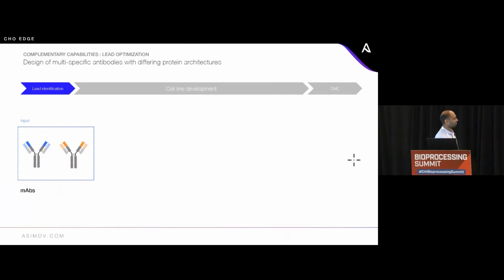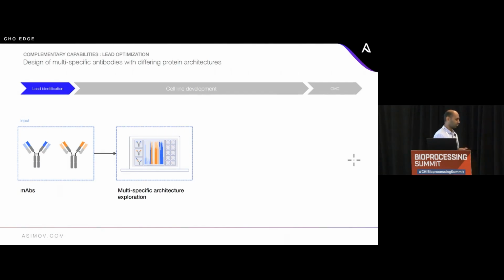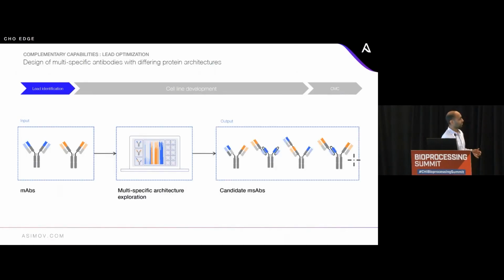And so we've developed a set of architectural exploration and computational methodologies to design various multi-specifics, where given an input of 2 MABs, you could output various types of multi-specifics. And along the way, we can scan for sequence liabilities that might impact things like expression or product quality. And so the input is MABs, and the output could be a various set of multi-specifics.